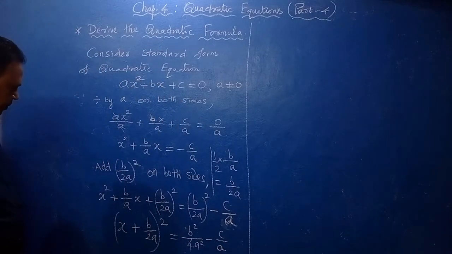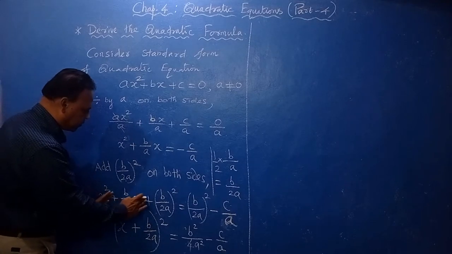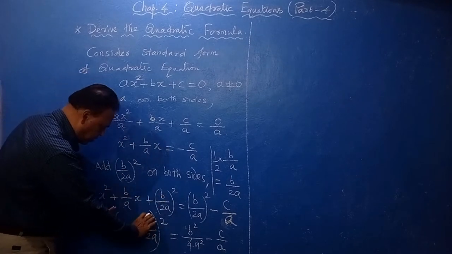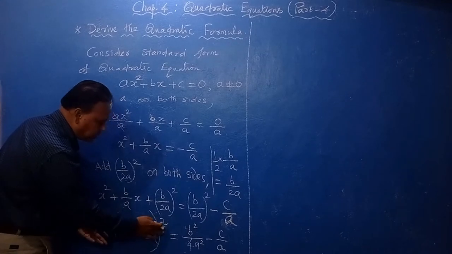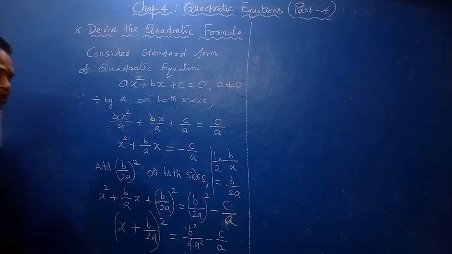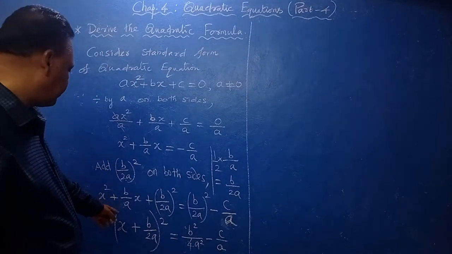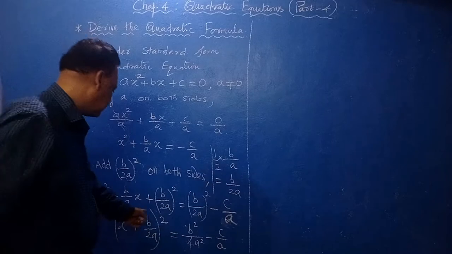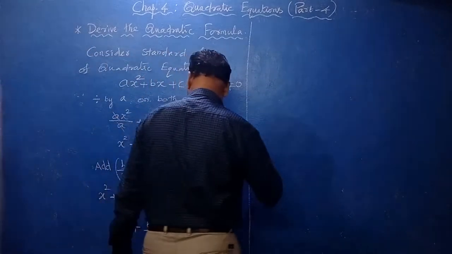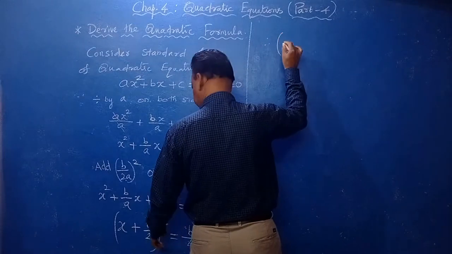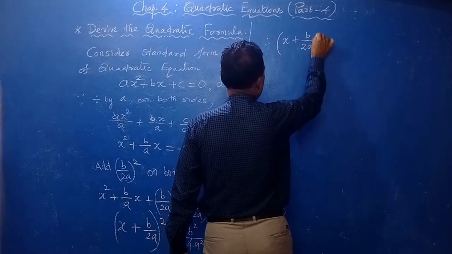Now see, this is applying a squared plus 2ab plus b squared, so you are getting a plus b whole squared. This is called completing the square. That's why it is called the completing the square method. We are making one complete square. Clear? Therefore, this can be written as x plus b by 2a the whole squared.